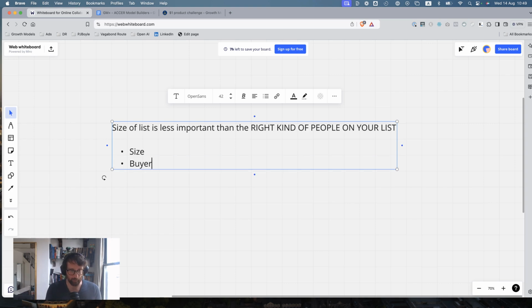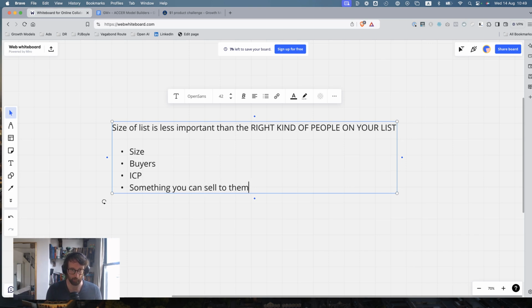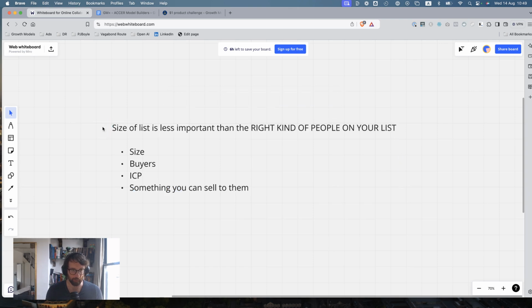What I'm looking for is if the list has buyers on it, if it's a list of buyers, if they fit the ICP, the ideal customer persona, and basically if you have something you can sell. Basically, if you've got a list of buyers and you're selling the same kind of thing, it means that you've hit your ICP. And then what we build with Akka is something that you can sell, and then the system to sell it. That's what you need with your list to actually make money off it.